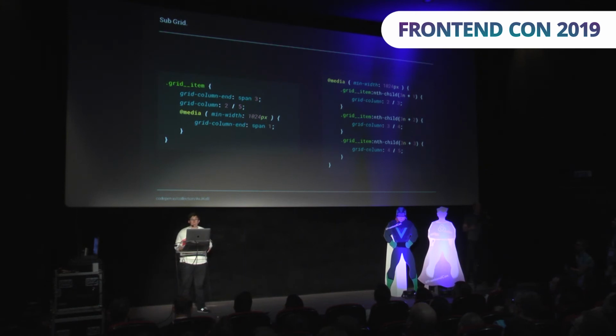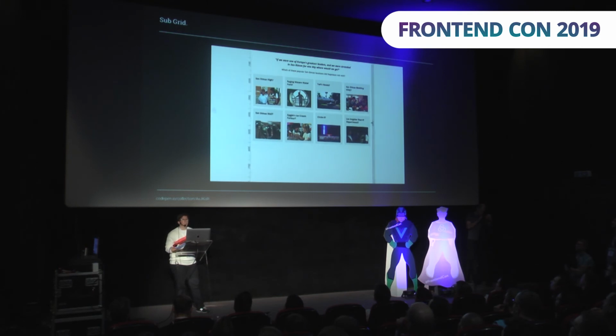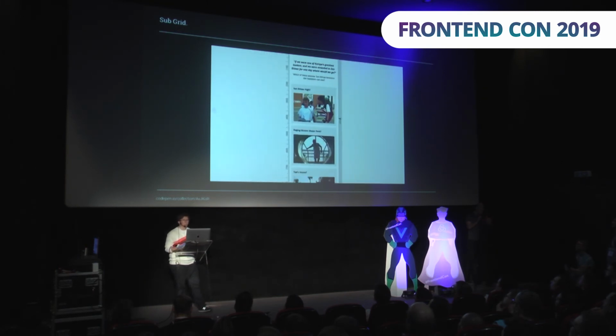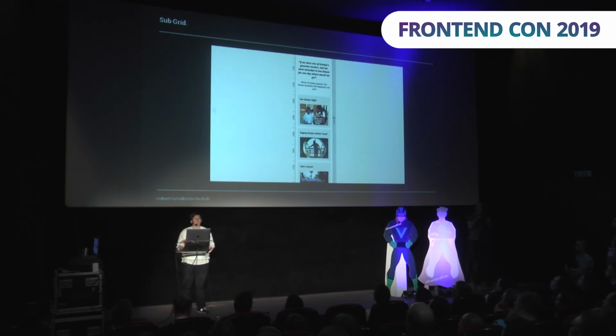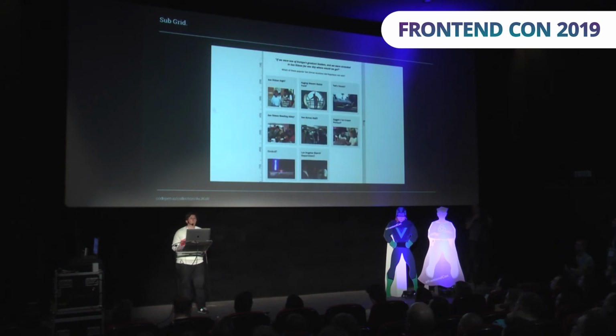But if we think back to the first example I showed, we don't want to select all of the grid items and explicitly place them and then change that placing at different breakpoints. We want the content to flow to fit the space available. And this is where Subgrid can solve this for us.